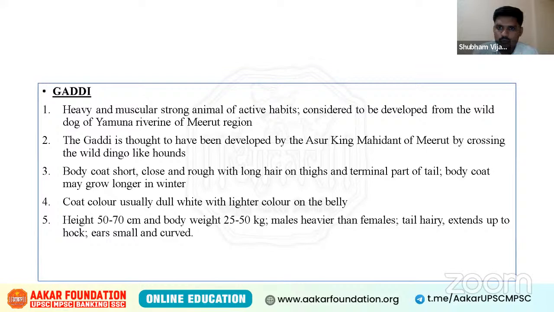Body coat is short, close and rough with long hair on thighs and the terminal part of the tail. Body coat may grow longer in winter also. Coat color is usually dull white with lighter color on the belly. Height of this dog could be 50 to 60, 70 centimeters. Body weight could be from 25 to 50 kg. Here also males are heavier. Tail is hairy and it can extend up to the fork. Ears are small and curved. So these are the Gaddi dogs.